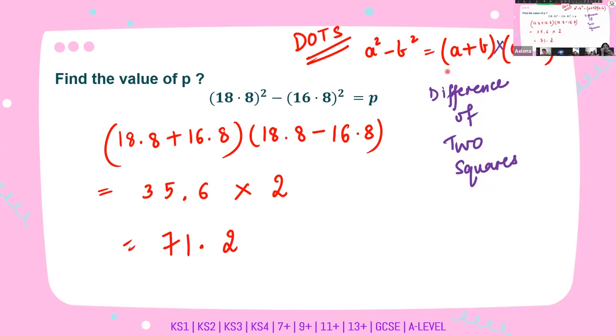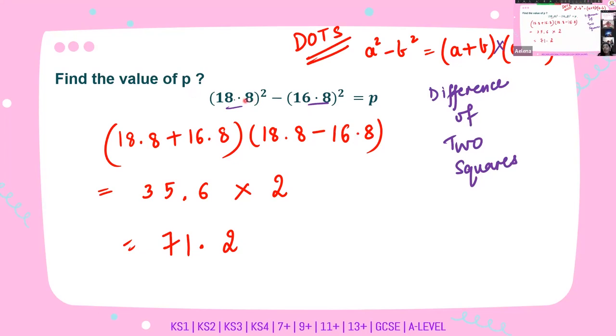So what you can do is to simplify your answer. Over here, I have 18.8 and 16.8. Add them once and then subtract them once. Whatever answer you get by adding them and subtracting them, multiply them up. This is what your formula says. So first I have done 18.8 plus 16.8. Then I've done 18.8 minus 16.8. This is just a shorter way to remember it.